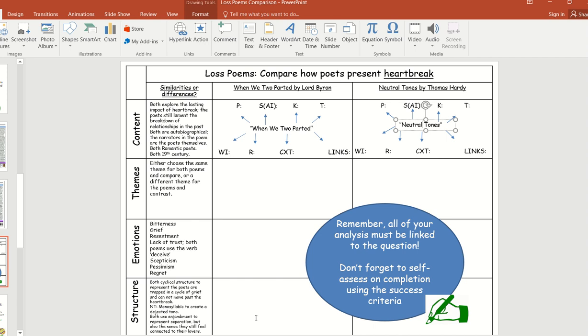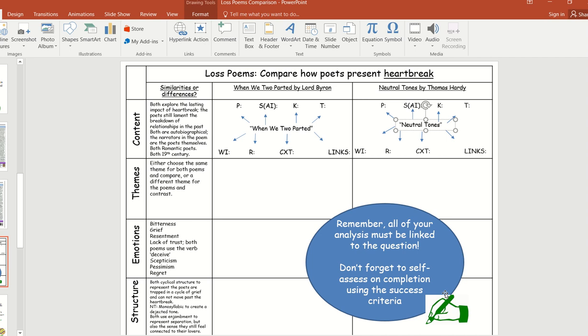Okay? So then for your quotations for structure, you might want to use "in silence and tears for when we two parted," because it is that quote that presents a cyclical structure, because it's used in the first stanza and then it ends with "in silence and tears."